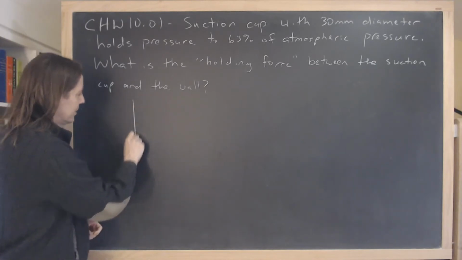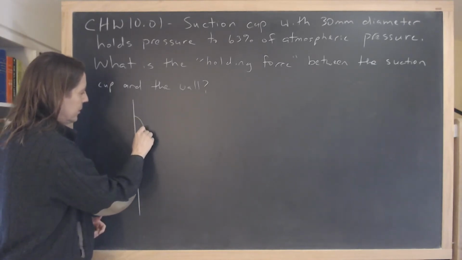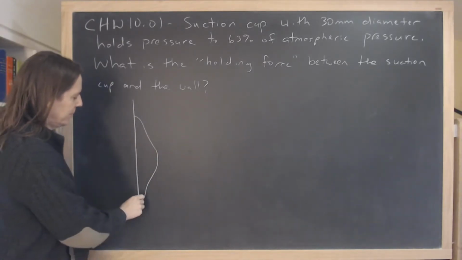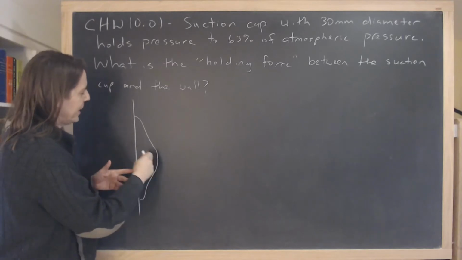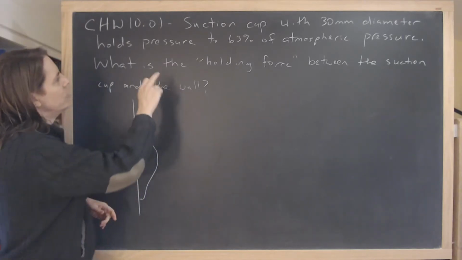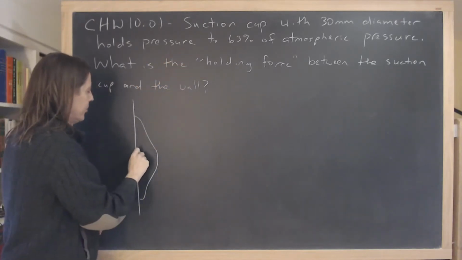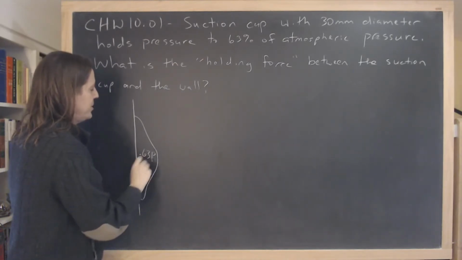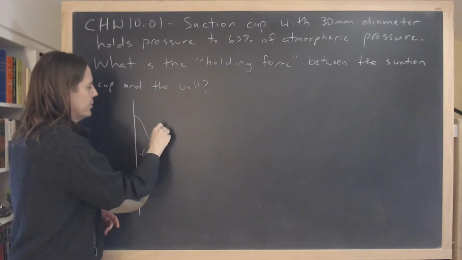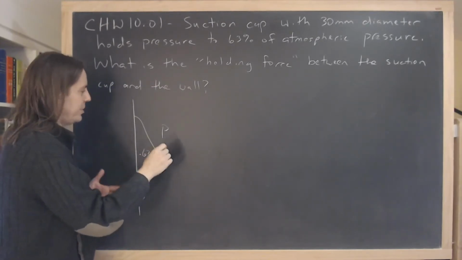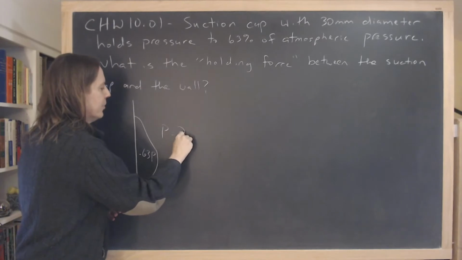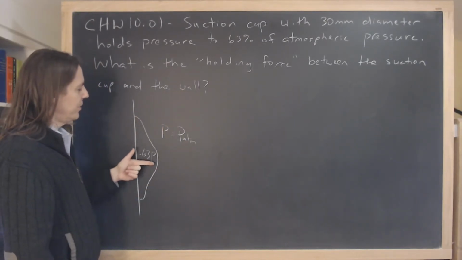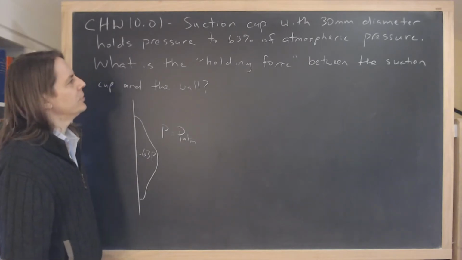So we have something like this, a wall, and a suction cup kind of like that. Maybe it's got a hook on it or something. And you push it and it pulls back and it lowers the pressure here. So it lowers it to 63%, 0.63 times P. And out here the pressure is P, and of course the P that we mean is the atmospheric pressure. So we have atmospheric pressure out here. The suction cup lowers that to 0.63 times the atmospheric pressure.